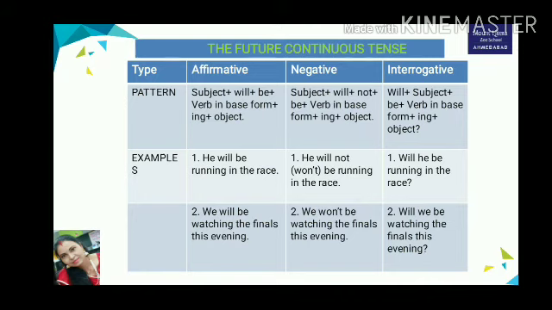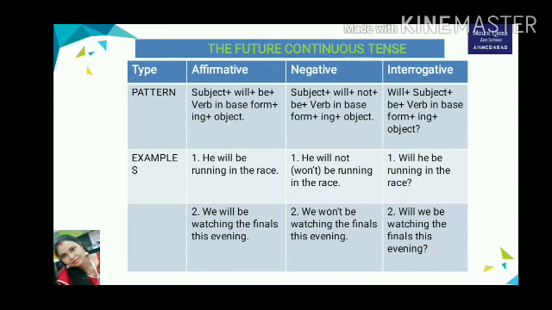In this sentence, we start with will, then we write subject, he, then we add be, then verb with ing, that is running in the race, and question mark. Second sentence, will we be watching the finals this evening? For making a question, we start with will, then we write subject we, then we add be, and then we add verb in base form with ing, watching the finals this evening, and question mark.